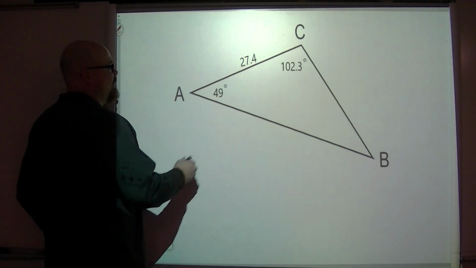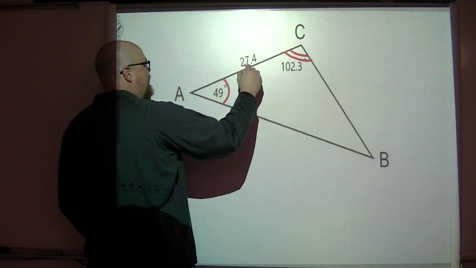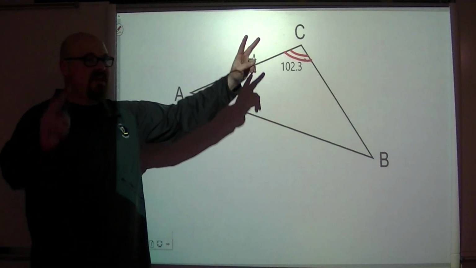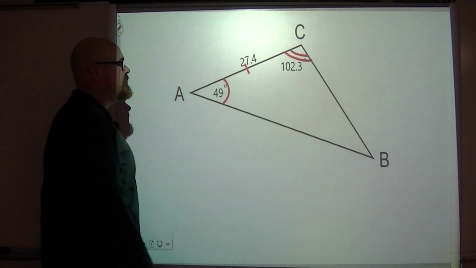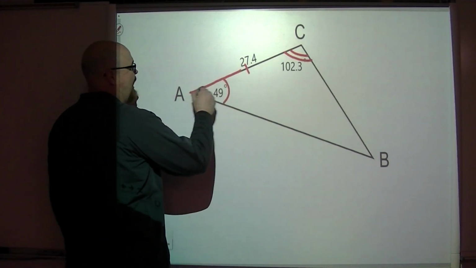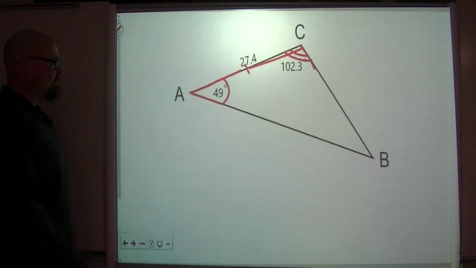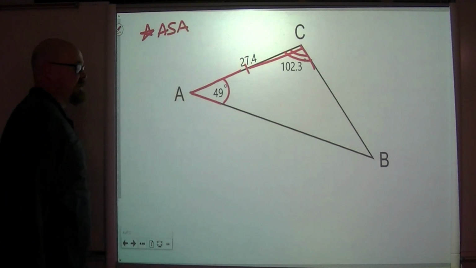Now for this triangle right here, we have this angle, we have this angle, and we have this side right here, okay? So what we would say is that this is the included side between these two angles. Recall that from your geometry days. It's the included side because it's the side included in each of those angles. So for this scenario, we would say this is an angle-side-angle relationship.